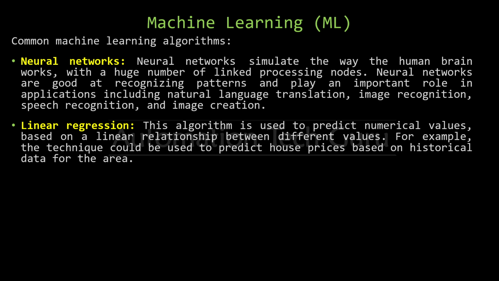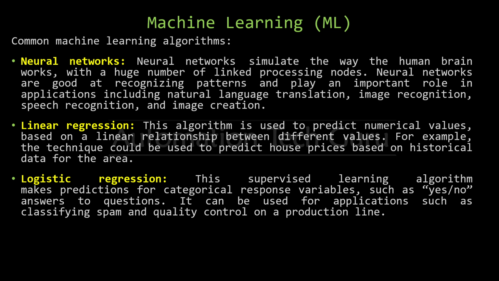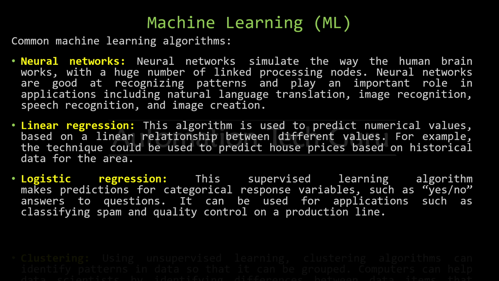Linear regression. This algorithm is used to predict numeric values based on the linear relationship between different values. For example, the technique could be used to predict house prices based on the historic data of the area. Logistic regression. This supervised learning algorithm makes predictions for categorical response variables such as yes or no answers to questions. It can be used for applications such as classifying spam and quality control on a production line.